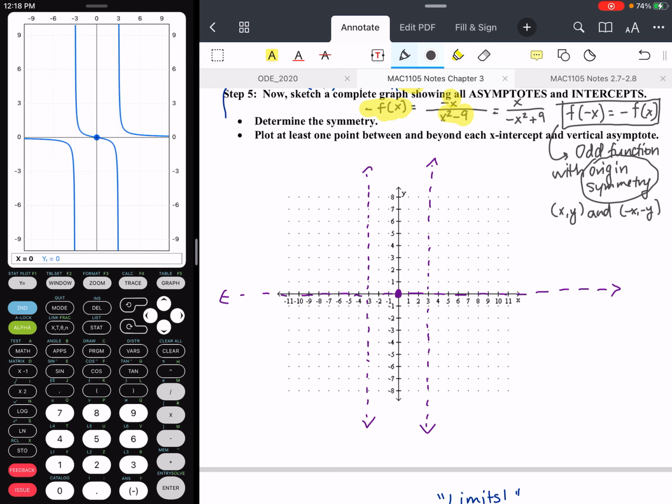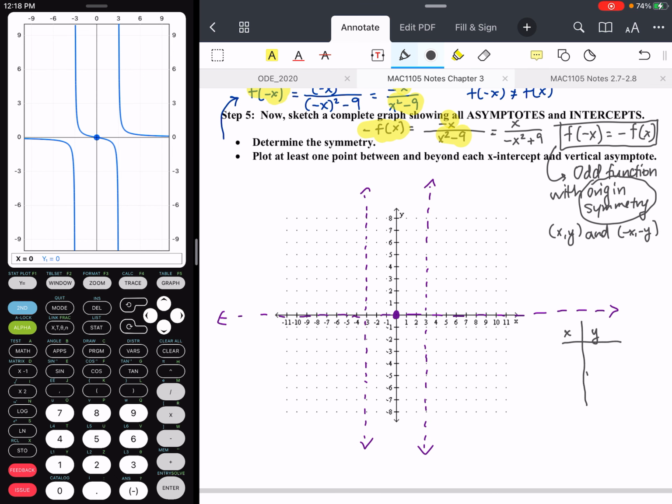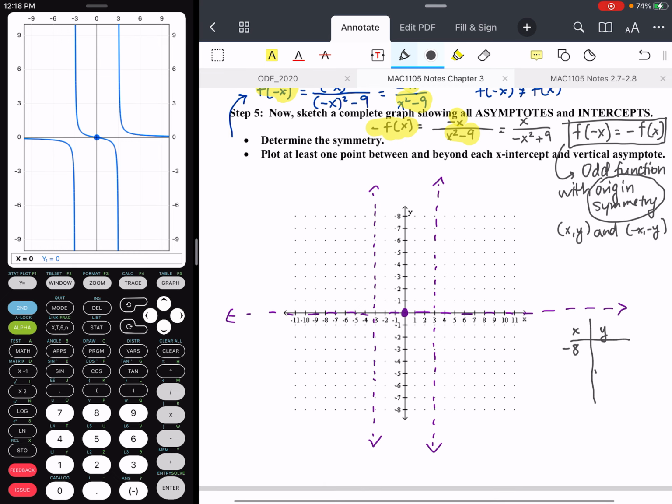Let's go ahead and create our x and y table. And looking at my graphing calculator for assistance, let's see, maybe we'll get x equals negative 8, let's say, and then x equals negative 3.5, just to the left of my asymptote. Inside my asymptotes, maybe I'll get x equals, I don't know, negative 2 and positive 2. And then out to the right, maybe I'll get a positive 3.5 and a positive 8. So let's go ahead and try that.